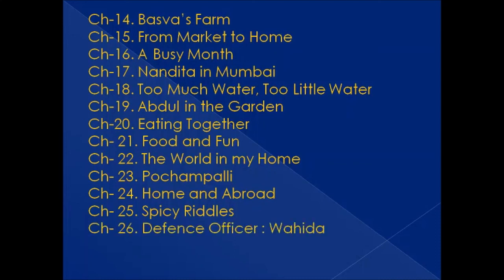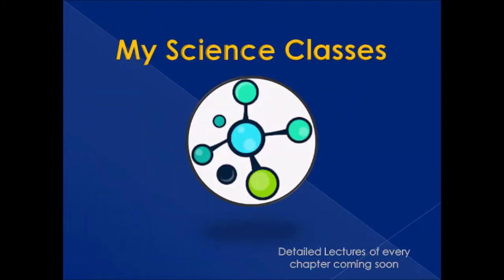Chapter 26 Defense Officer Wahida. In this, through the story of Wahida, we discuss gender sensitivity and concern for equality. Chapter 27 Chaskit Goes to School. In this, we discuss needs of differently disabled children. These are the 24 chapters of this book.